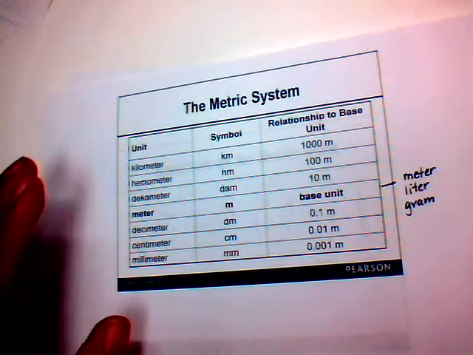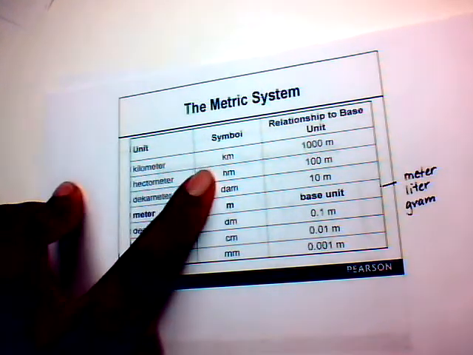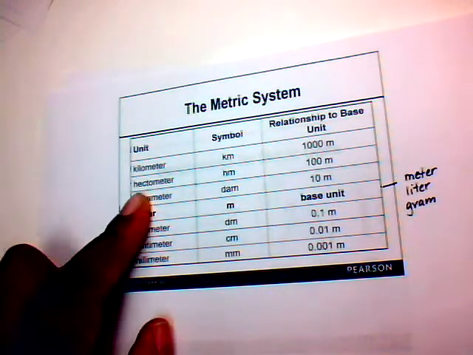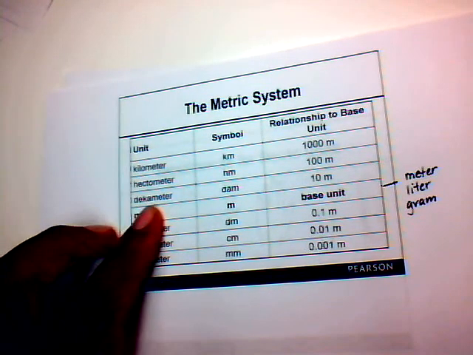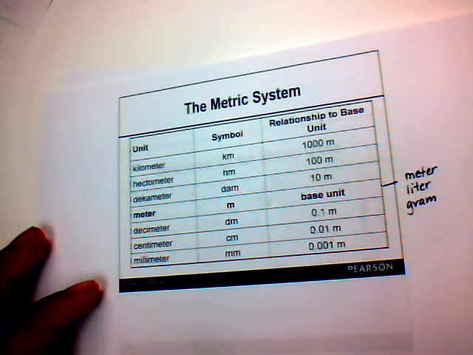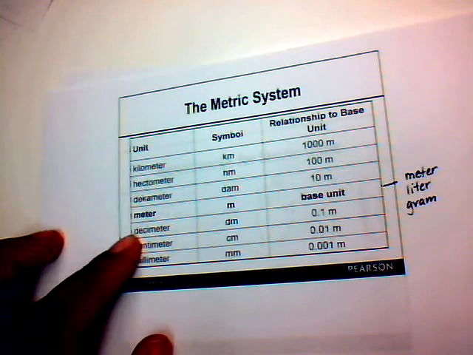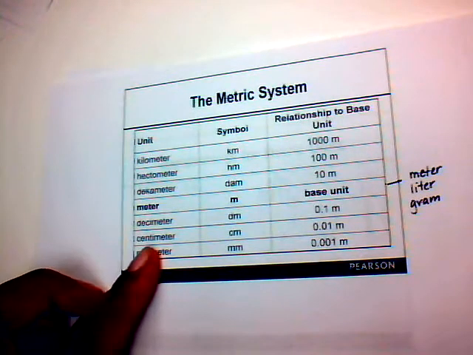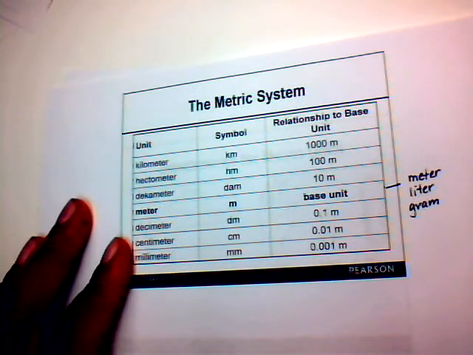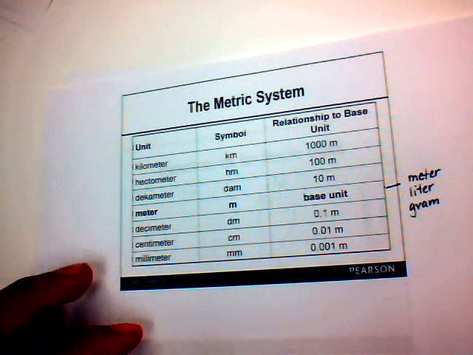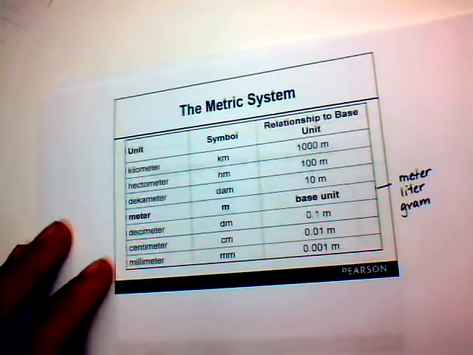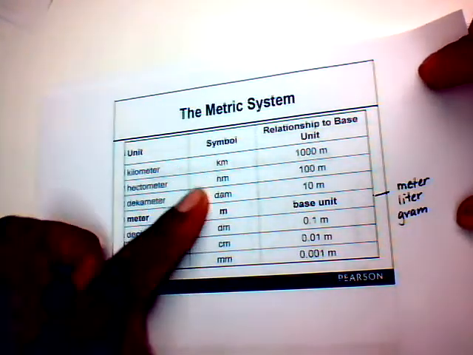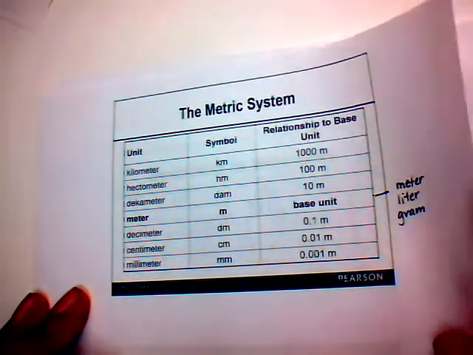In this case, since we're dealing with measurement, 1 kilometer is going to be 1,000 meters. 1 hectometer is 100 meters. A decameter is going to be 10 meters. 1 decimeter is 1/10 of a meter. A centimeter is 1/100th of a meter. And a millimeter is going to be 1/1000th of a meter. Okay? And those are the symbols for the metric units for meters.